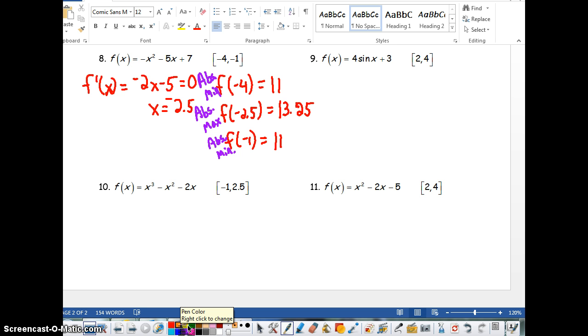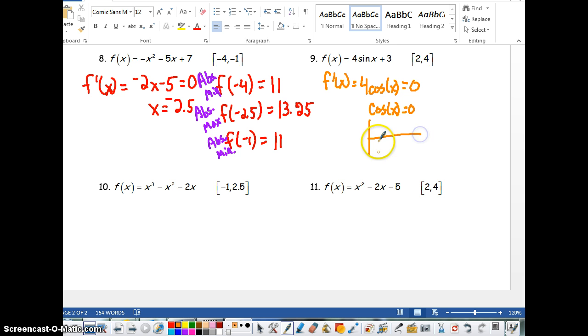All right, number 9, very similar. We're going to first take our derivative, so f prime of x here is going to equal 4 times cosine of x. The 3 goes away. We're going to set that equal to 0, so it's really divide by 4. You're really looking to see where cosine of x is equal to 0.